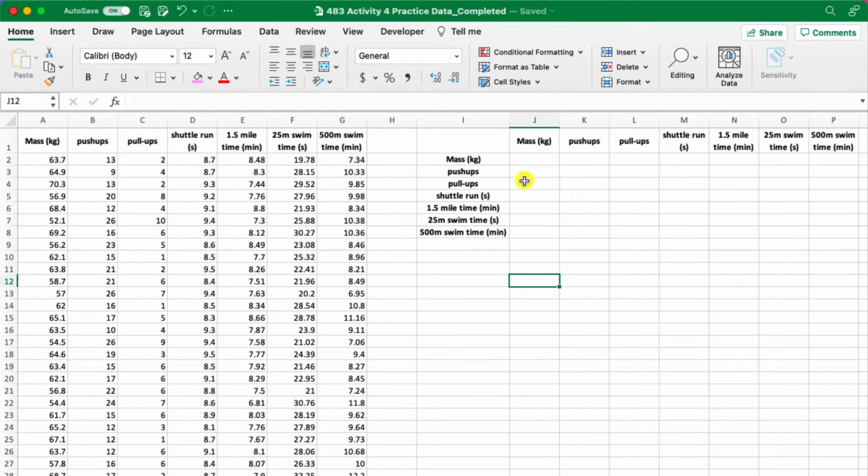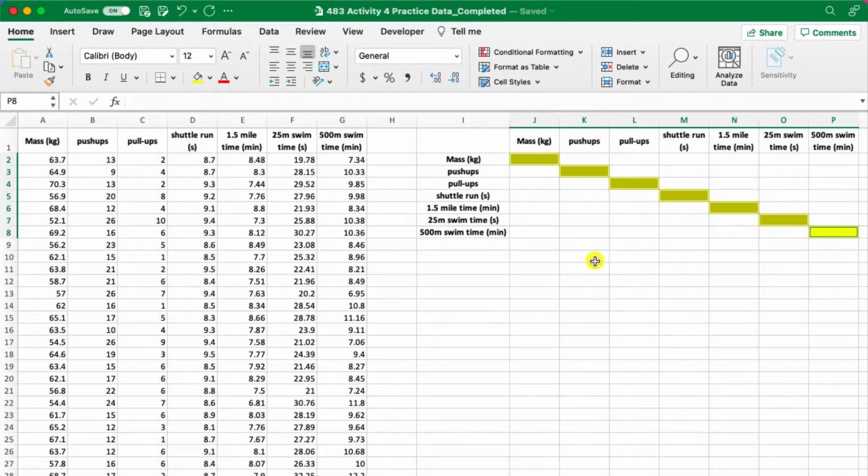If you recall from our lecture, in a correlation matrix, we have this diagonal line down the center that will represent all of the perfect correlations between like variables. So at this intersection, mass correlated with mass should give us a perfect correlation because all of the mass values are being compared to each other. So there should be a one-to-one relationship.